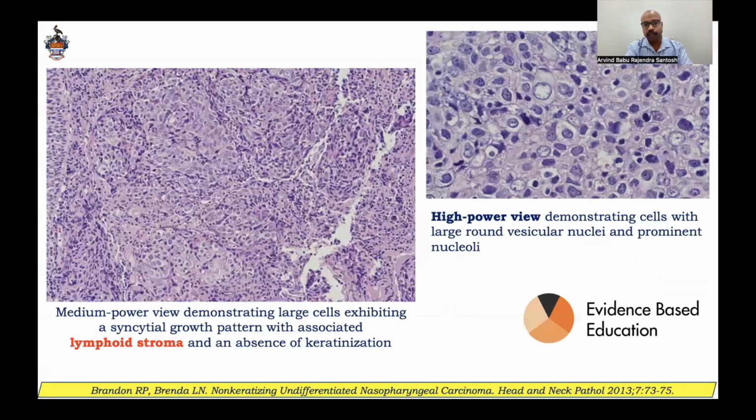Just a slide showing from Head and Neck Pathology Journal. You can see a two cell population here. This is a high power view. You can see sheets of malignant cells, and you can see the background of lymphocyte proliferation. So this is undifferentiated type of nasopharyngeal carcinoma, and this has no keratinization in this type. There's an absence of keratinization.